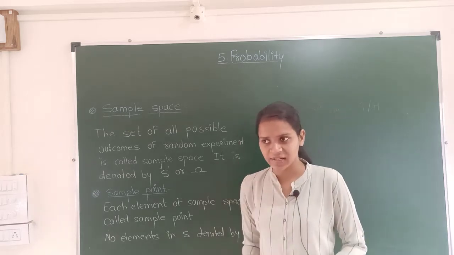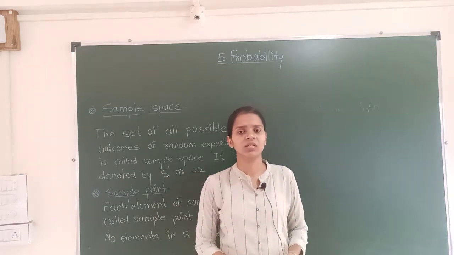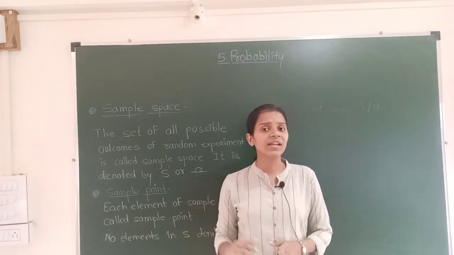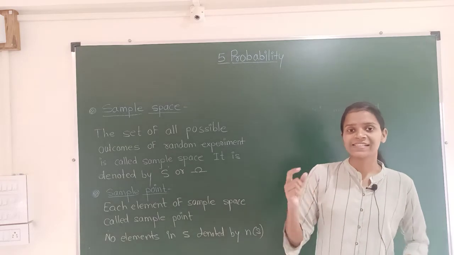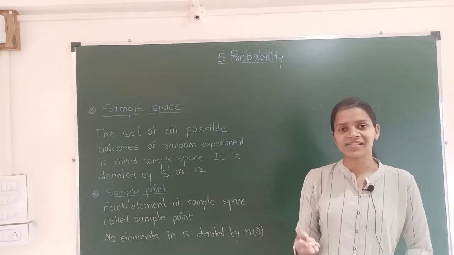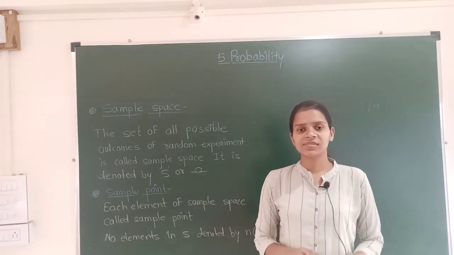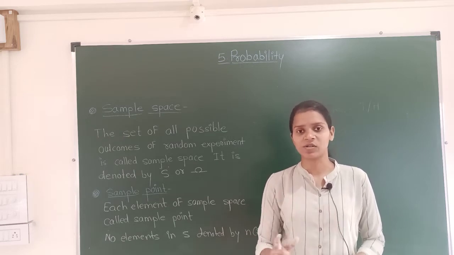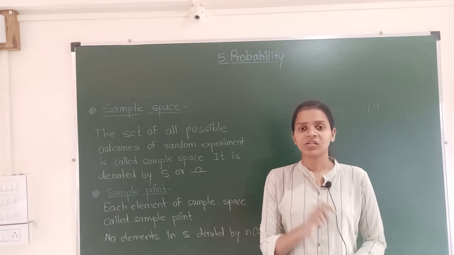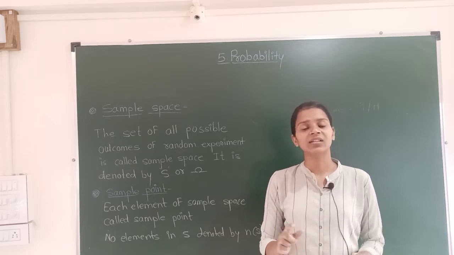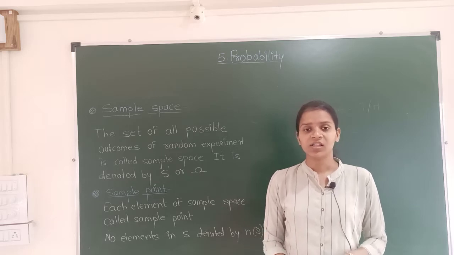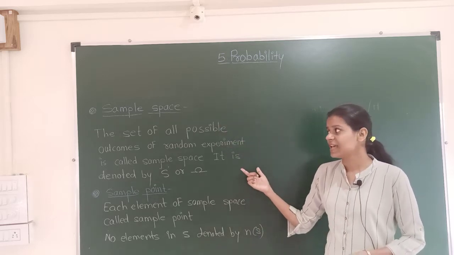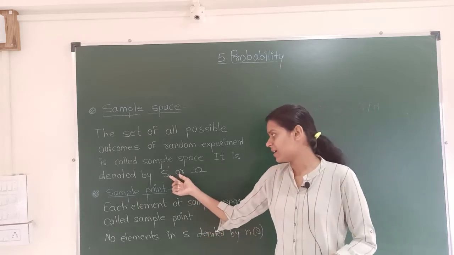We have seen random experiments like tossing a coin, throwing a die, etc. If I am throwing a die, there are how many possibilities? There are a total of 6 possibilities, because on the upper face there can be number 1, 2, 3, 4, 5, 6. There can be anything. So there are a total of 6 possibilities. When I toss the coin, there are 2 possibilities. Either it will be head or tail. Such a set of possibilities is called sample space, and it is denoted by S or omega.